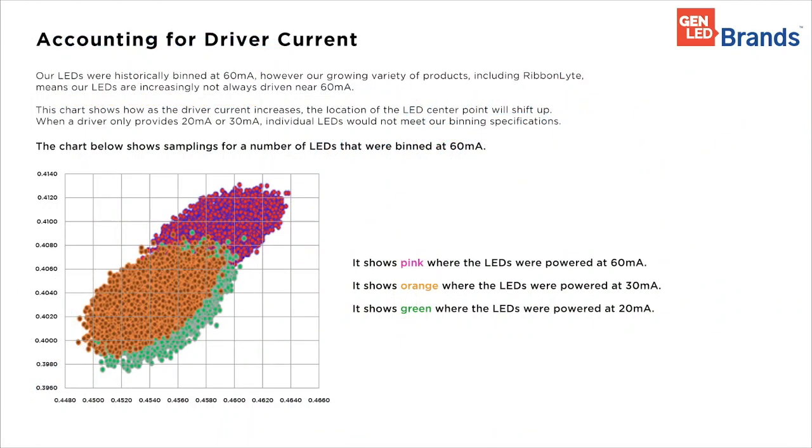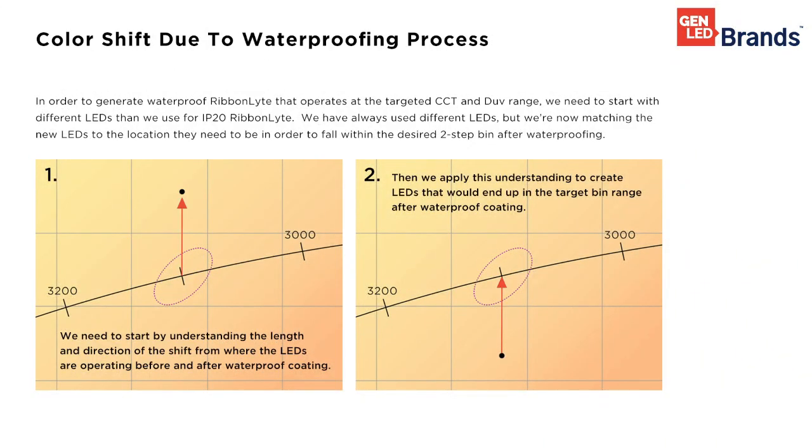We also take into consideration the different circuit types that we use and how to target the binning of an LED based on how driving the LEDs at different wattages and lower amperages can affect their CCT and hue. Finally, we have to account for any LED color shift that can result from the waterproofing process.